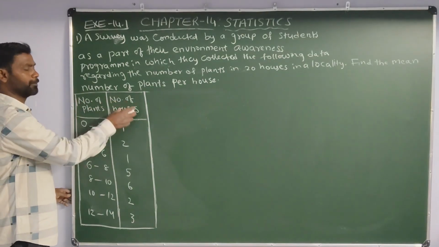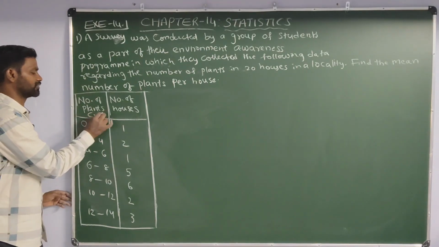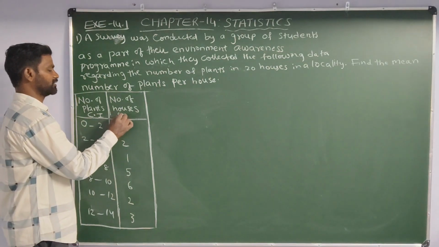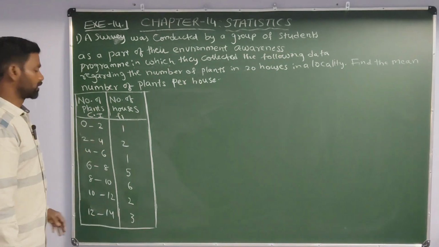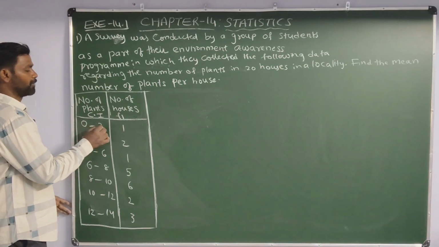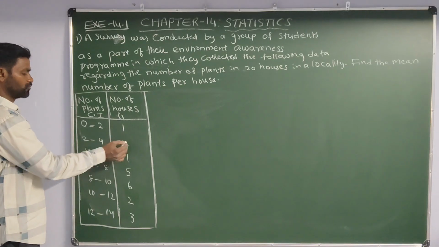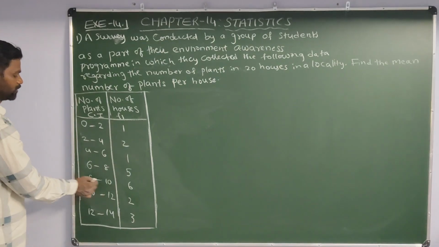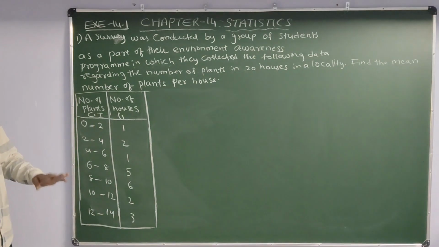Number of plants and number of houses. Here, the number of plants are called class intervals, and the number of houses are called frequencies, denoted by fi. Class intervals are CIs. So 0 to 2 plants: number of houses 1. Next 2 to 4 plants: houses 2. 4 to 6: house 1. 6 to 8 plants: 5 houses. 8 to 10 plants: 6 houses. 10 to 12 plants: 2 houses. 12 to 14 plants: 3 houses.